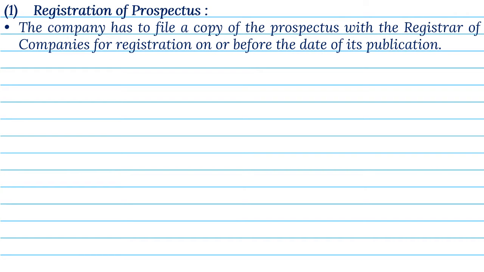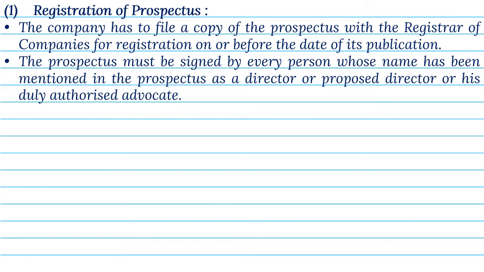1. Registration of prospectus. The company has to file a copy of the prospectus with the Registrar of Companies for registration on or before the date of its publication. The prospectus must be signed by every person whose name has been mentioned in the prospectus as a director or proposed director or his duly authorized advocate.